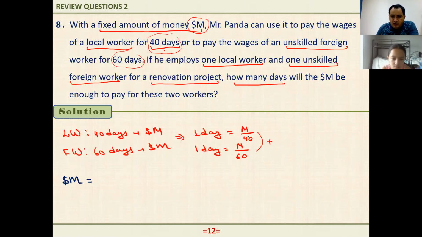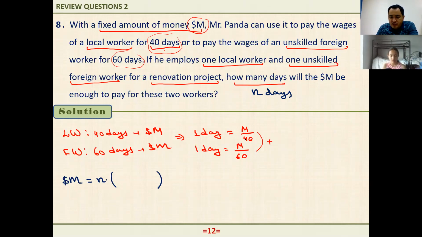And if they work together, the question is how many days will the M dollars be enough to pay for these two workers? How many days? Do we know that? We don't know, right? So the days, let's say it takes X days, or actually when we talk about whole numbers, we can use M or N. Let's say it takes N days when they work together, so that they can paint your house in N days. So N days, and these two guys are working together, right?